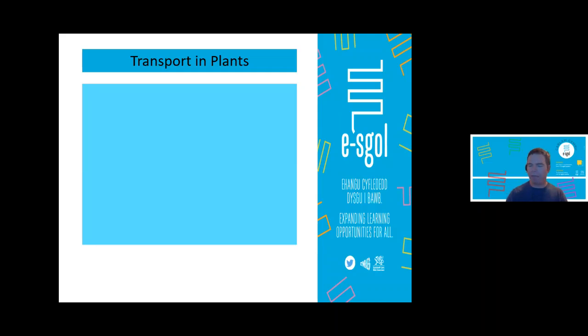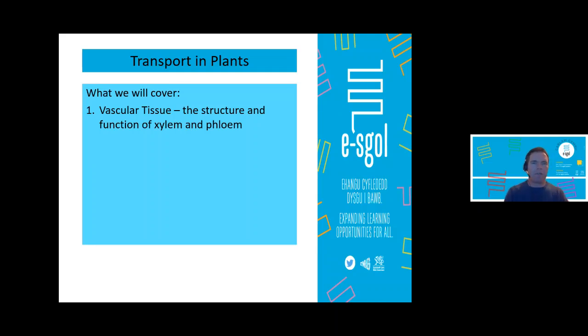The plan for today is that we're going to look at some of the basics of vascular tissue and look in a bit of detail at the structure and function of xylem. If we get time today, we'll move on to phloem. We're going to focus in a bit more detail at xylem and the pathways of water and minerals, the pathways that they follow to go from the soil into the xylem vessels.